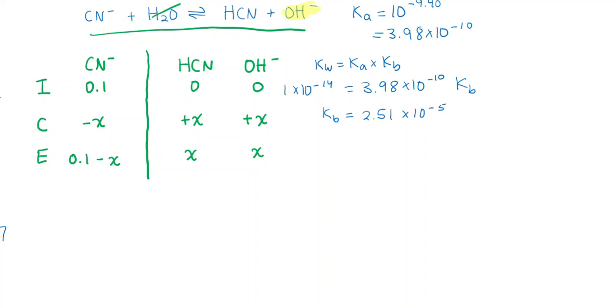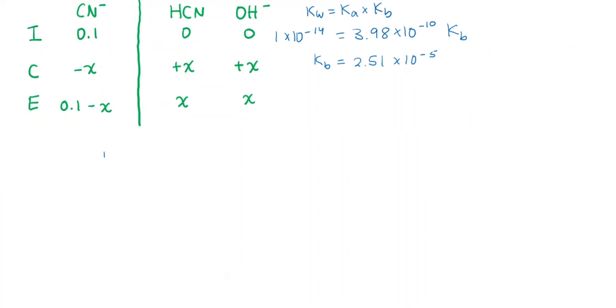So it's just going to be that. So initial, change, equilibrium. And now we can use this to make our formula. So Kb equals HCN over OH minus over CN minus. And then we can plug in our values.